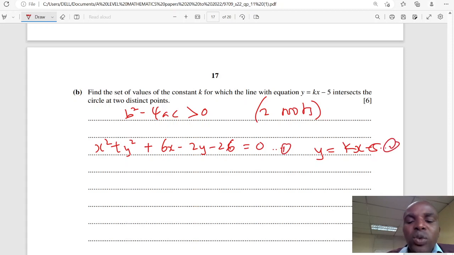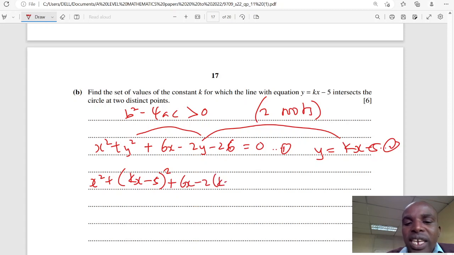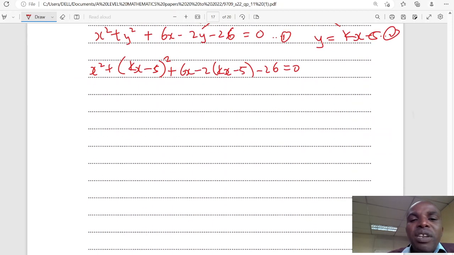So y is equal to this one. You take y and put it where there's y. So it will be x squared plus, where there's y, you put (kx minus 5) squared, then plus 6x minus 2(kx minus 5) minus 26 is equal to 0. Then after that, you simplify.